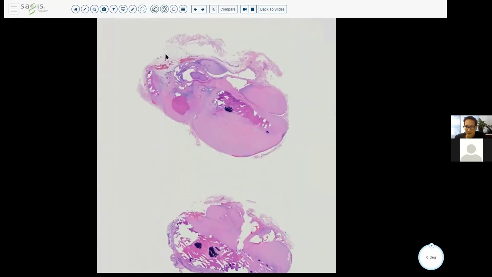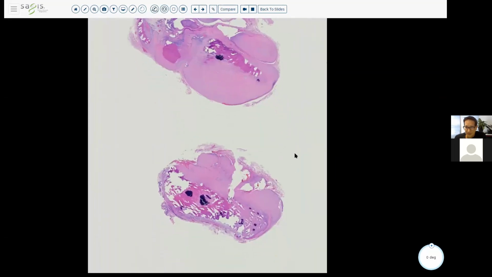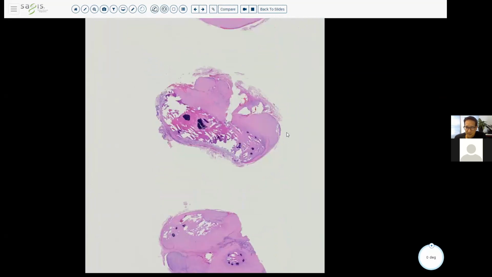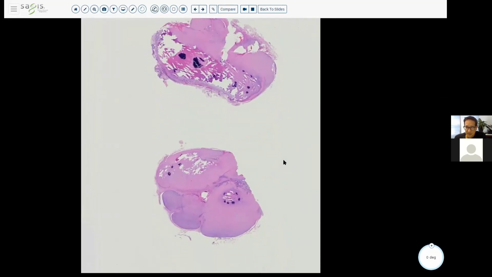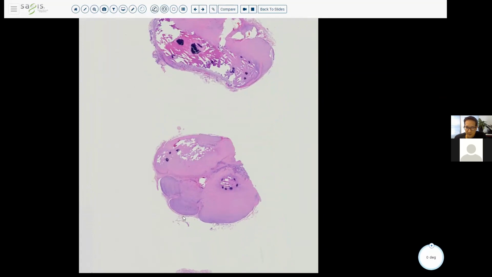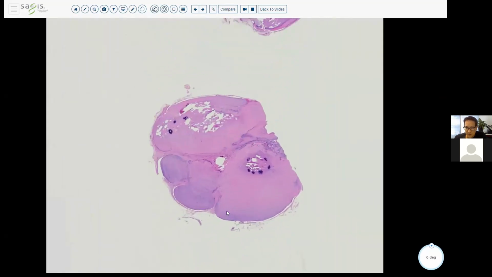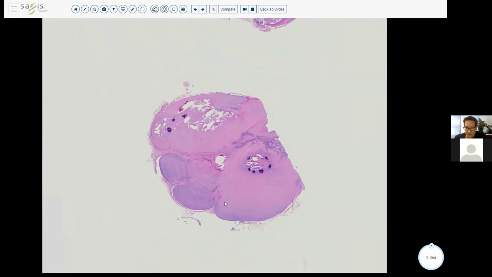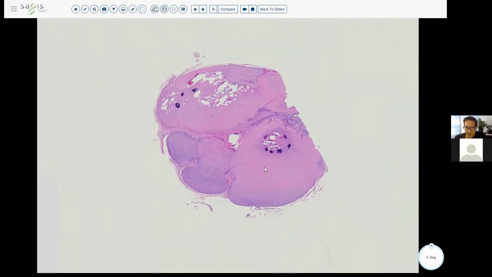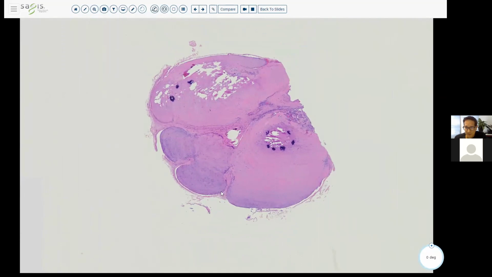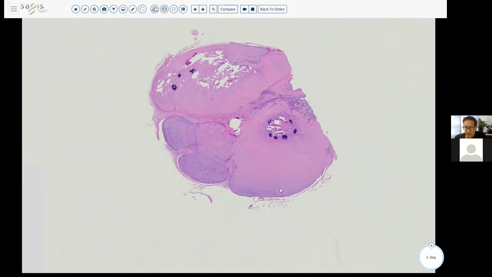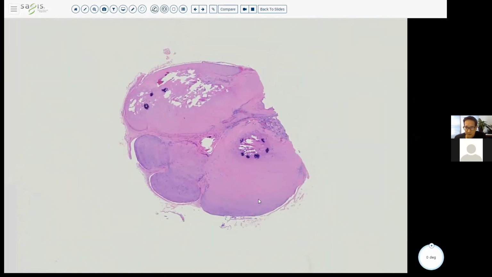We see some subcutaneous fat. So again, we are in the subcutaneous area, and you have this nodular lesion, well circumscribed, kind of bulbous proliferation here. And notice the color of this, pink and kind of purplish. This purplish hue to the lesion really clues you into what this is.